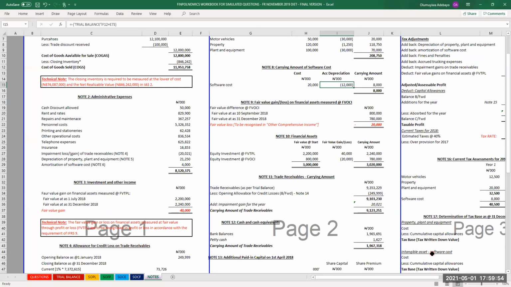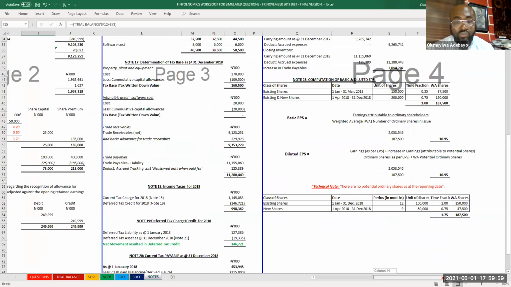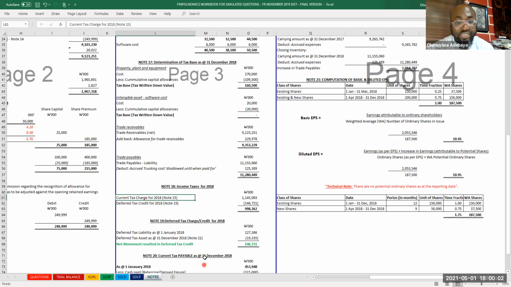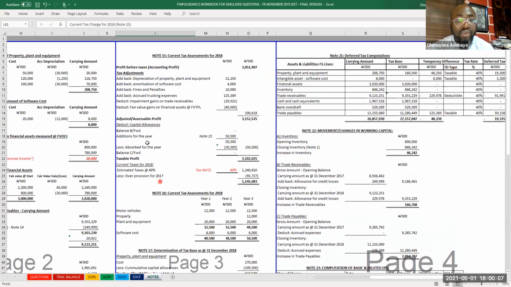Now, in the current year, we did tax assessments. Our current tax, note 15. Now, see our current tax, forget this computation, but our current tax as estimated at 40% is this amount. Immediately what you do, we less over provision for 2017, which is 95. And that is the implication, which means that will reduce your current year tax. If it's under provision, what it will do is to increase your current year tax, and that is that.